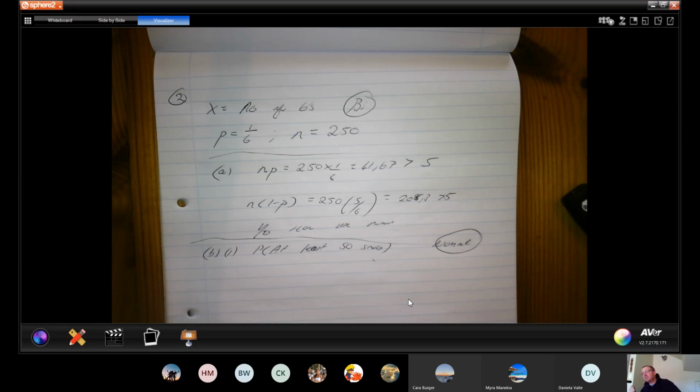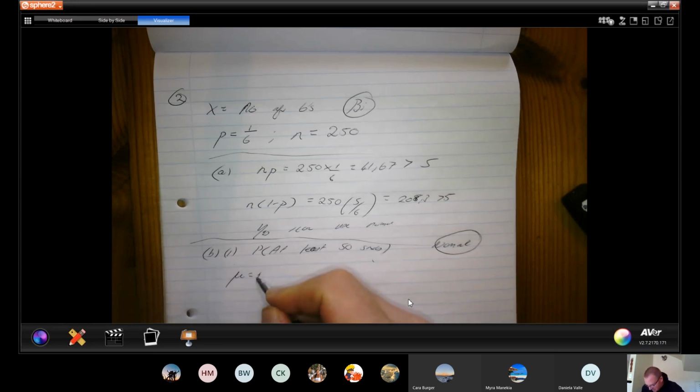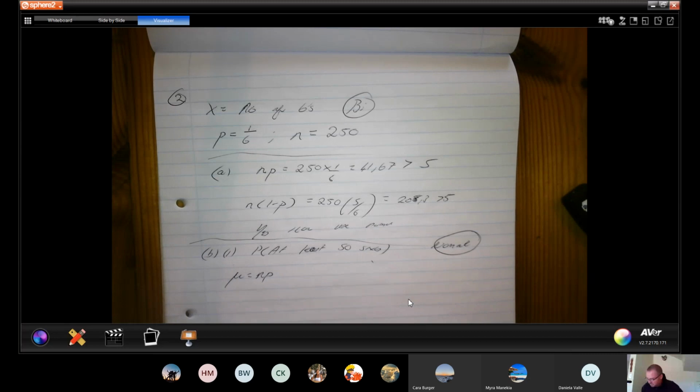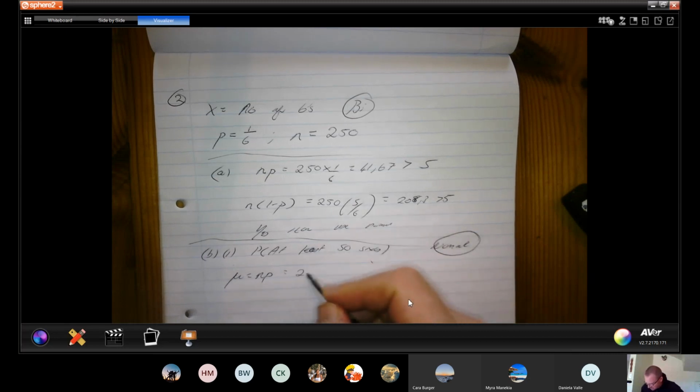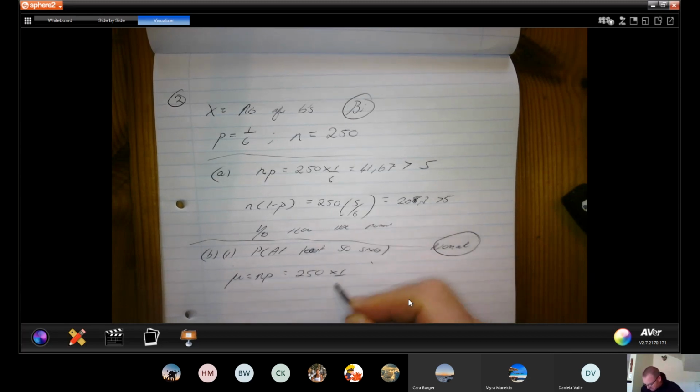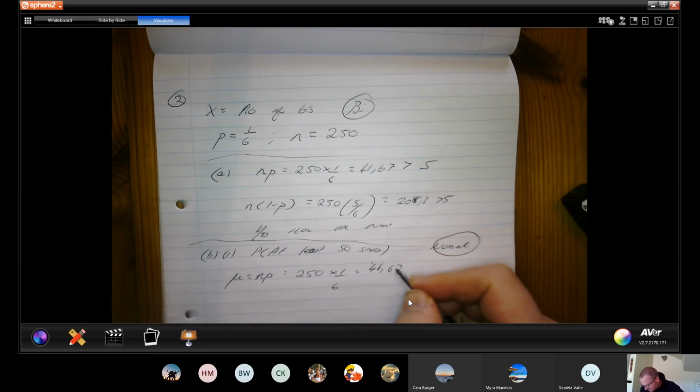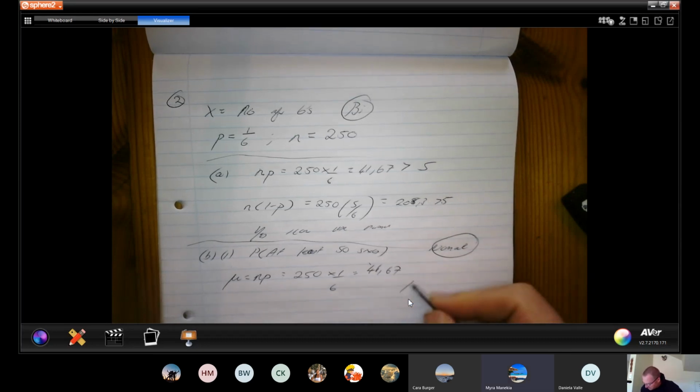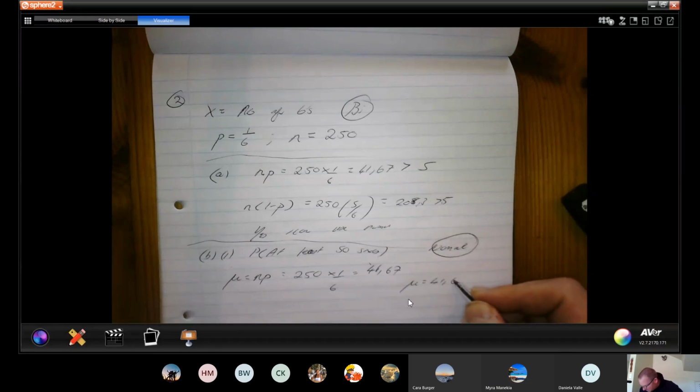How do I find the mean of a binomial distribution? Mean is equal to NP, which we worked out over here. It's 250 times 1 over 6, and 250 times 1 over 6 is 41,67. Let's keep it at 2 decimal places. So that's going to be an important parameter, that we're going to use a mean of 41,67.